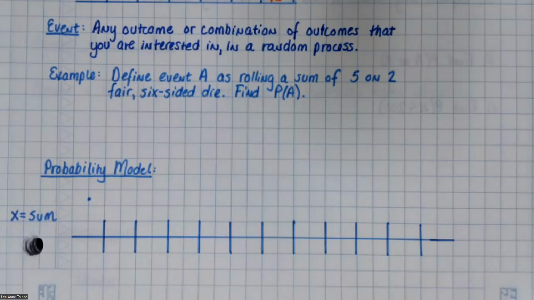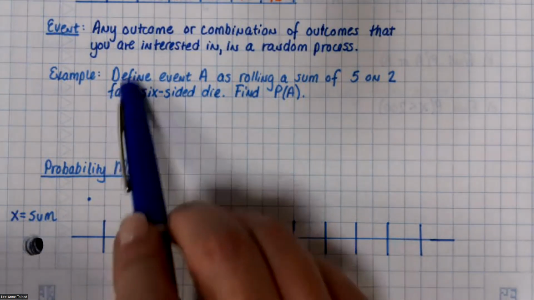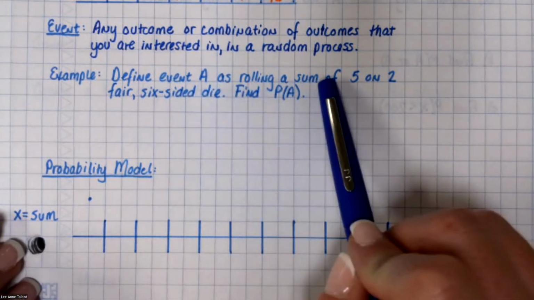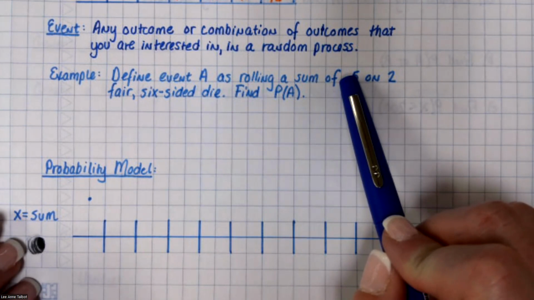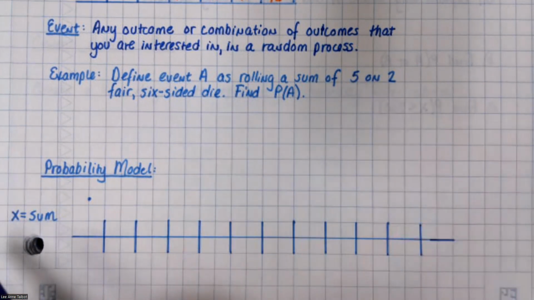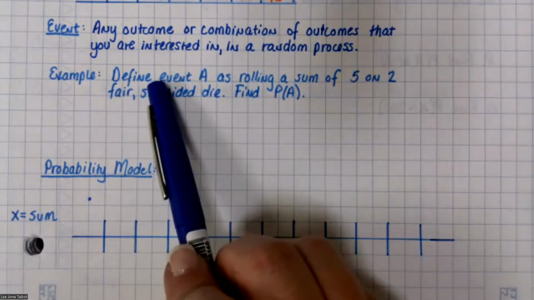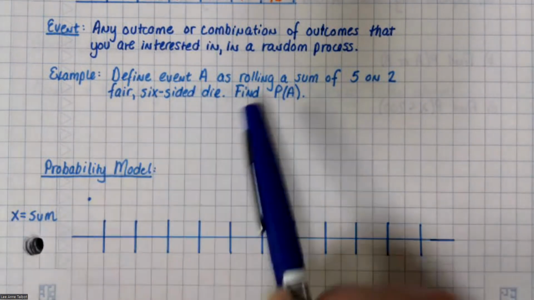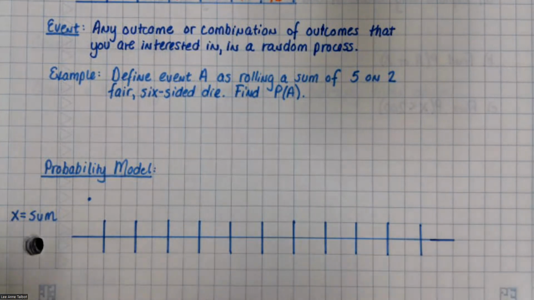Anyway, it would be like flipping a coin and getting heads. That would be an event that you're interested in. We're going to call event A rolling a sum of 5. Define event A as rolling a sum of 5 on 2 fair 6-sided dice. Find the probability of A.